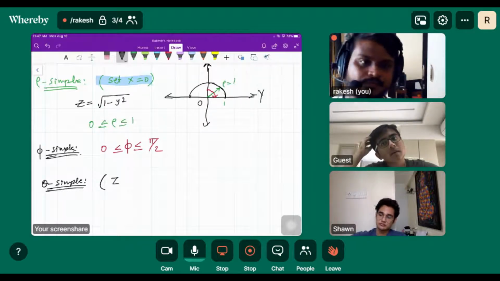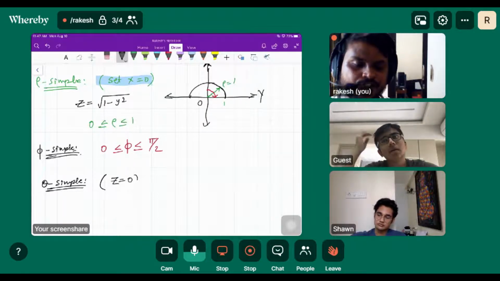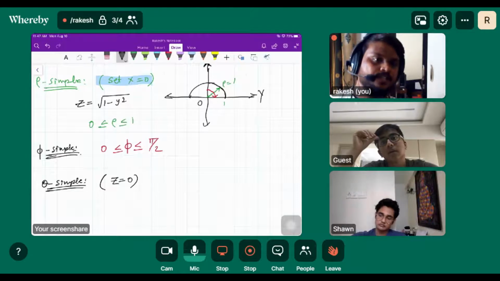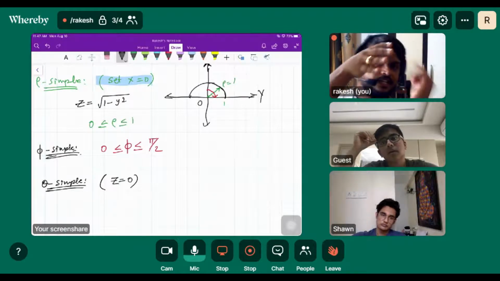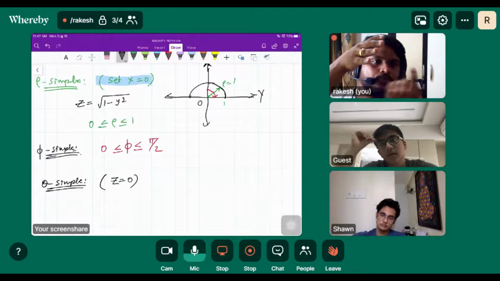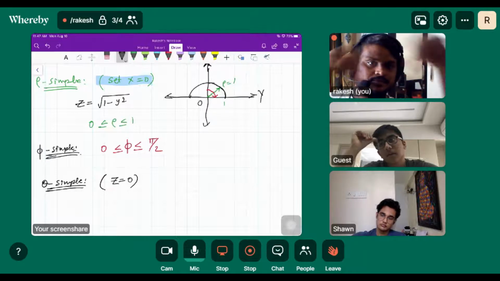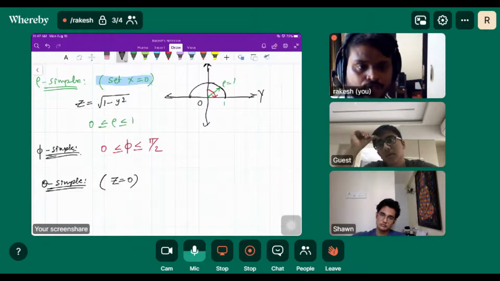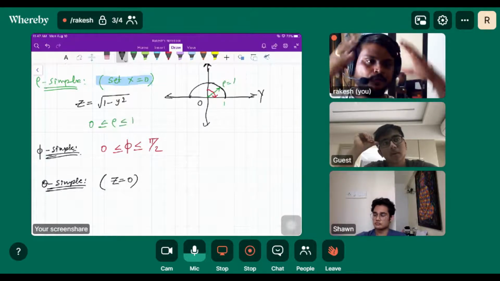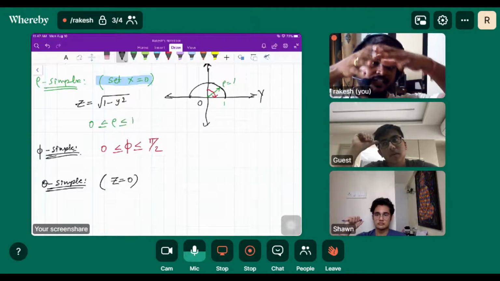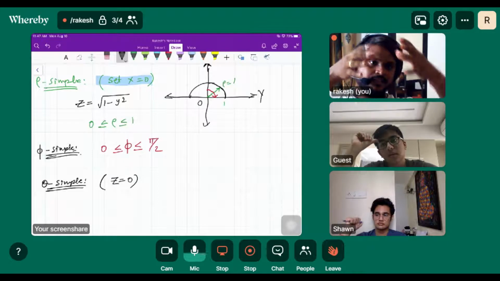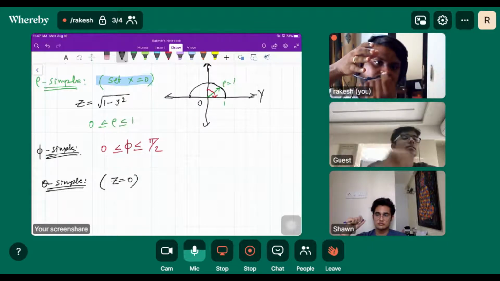No, we set z is equal to... you can understand from that diagram only, that from the hemisphere only, it's going from 0 to 2 pi. Either you follow the method, or you have a proper diagram, proper reason in your head. This is a hemisphere whose center is at the origin.